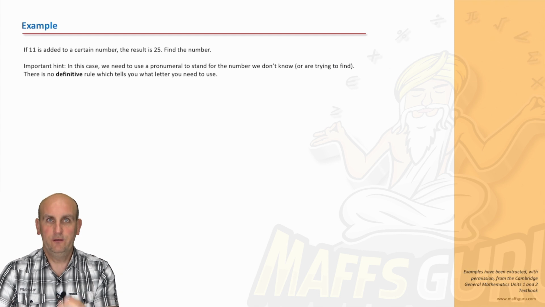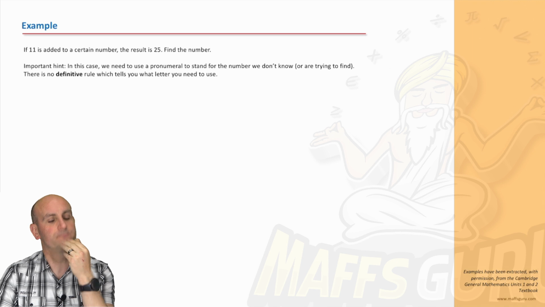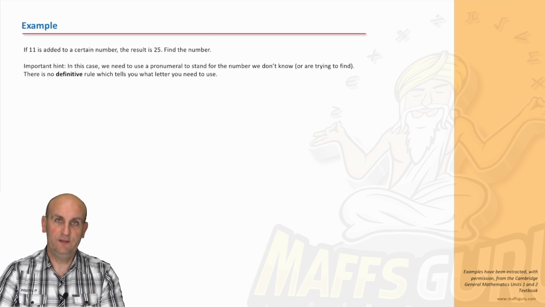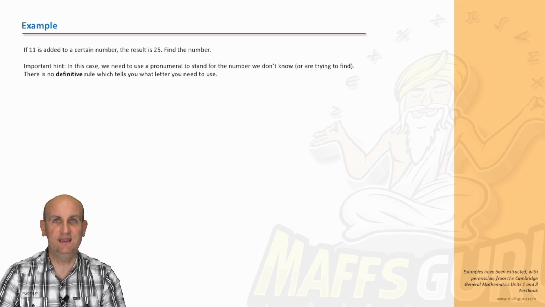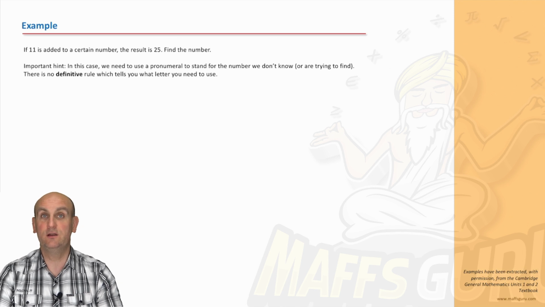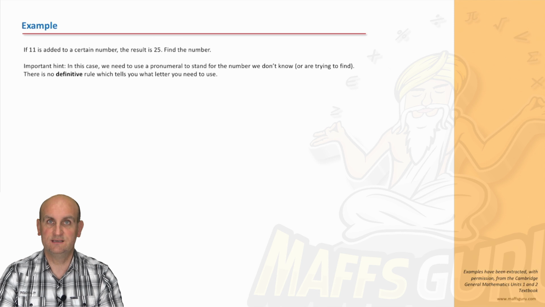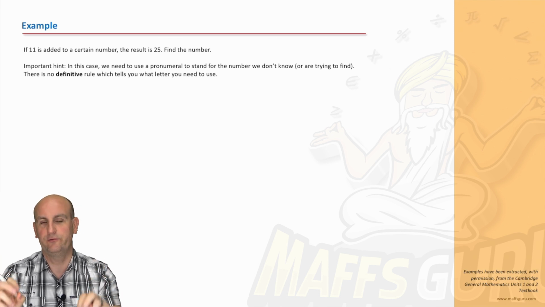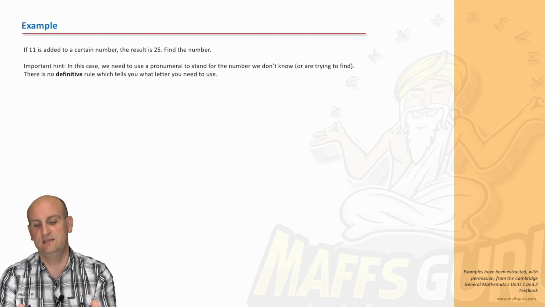No diagram with this one. Don't worry about it. It's fine. Let's read the question first. If 11 is added to a certain number, the result is 25. Find the number. Okay, so first thing is, when it doesn't tell you what the number is, you're going to choose something to stand for. What letter do you think you're going to use? I think N. Marvelous. The result is another way of saying equals to. So again, if you can learn that, the result is the same as equal to.